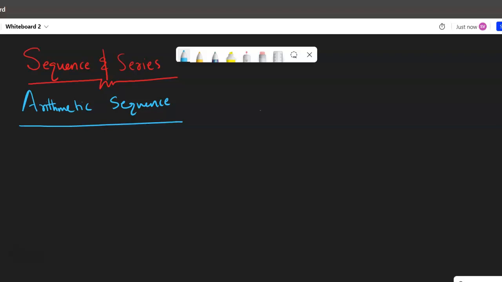What does sequence mean? It's an ordered list of items arranged in a pattern. If it is following a pattern, we will call it a sequence. For example, 4, 6, 8, 10, and so on to 50. So this is a sequence.